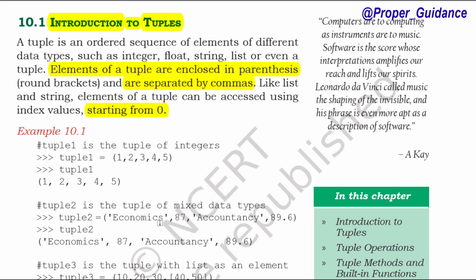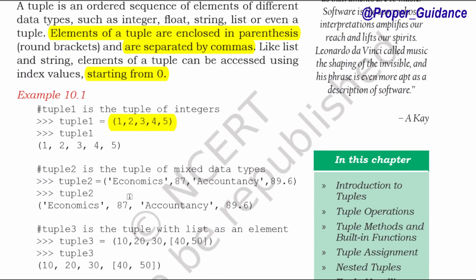Here are the examples. Please go through these examples. Tuple 1 is the tuple of integers 1, 2, 3, 4, 5. There are 5 elements in tuple number 1, and this is written like this. That is, the parenthesis is here to represent the elements of a tuple. Actually, tuple 1 is the name of the tuple. Okay, so 1, 2, 3, 4 and 5, these are the elements.